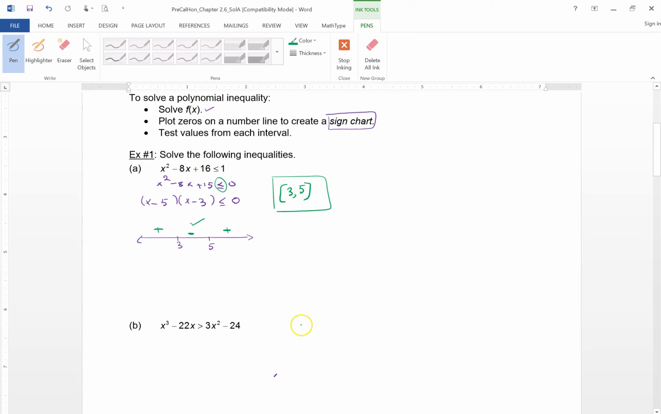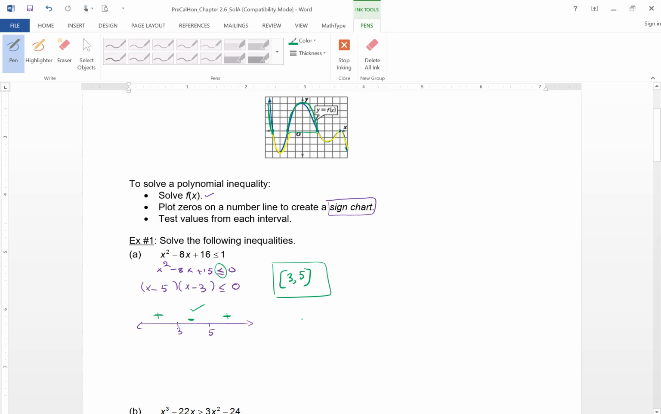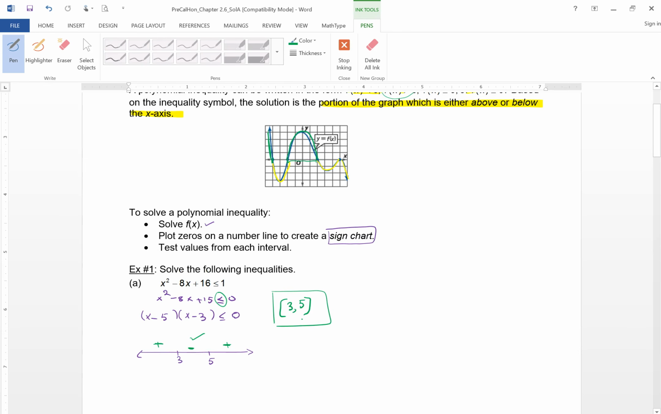Now, let me talk about multiplicity for a minute. We know that if the multiplicity is an odd number, then the graph crosses the x-axis, right? What happens when the graph crosses the x-axis? The sign of the graph changes from positive to negative. However, when the multiplicity is an even number, it bounces back. That means if before that number it was negative, then after it remains negative.